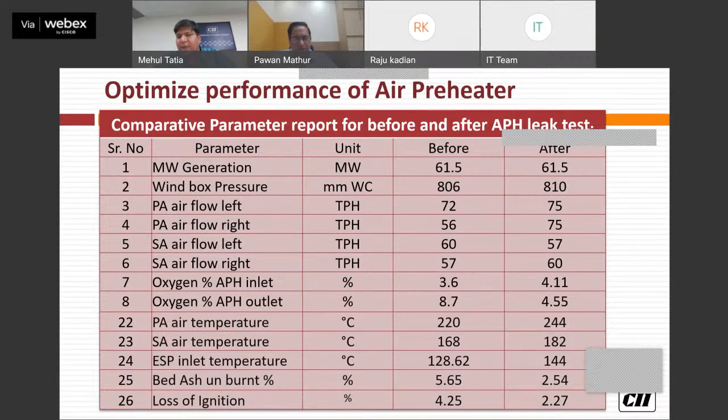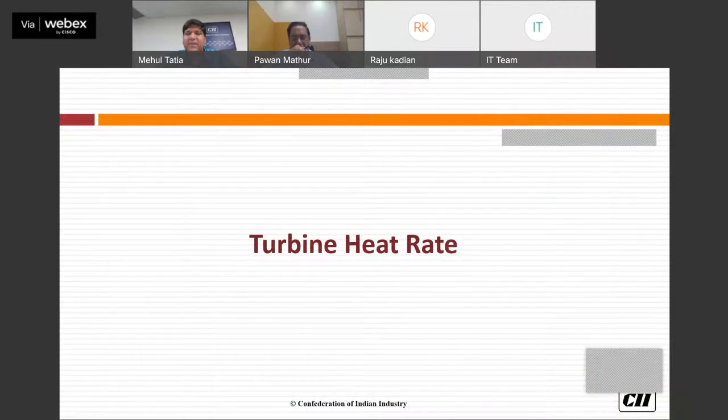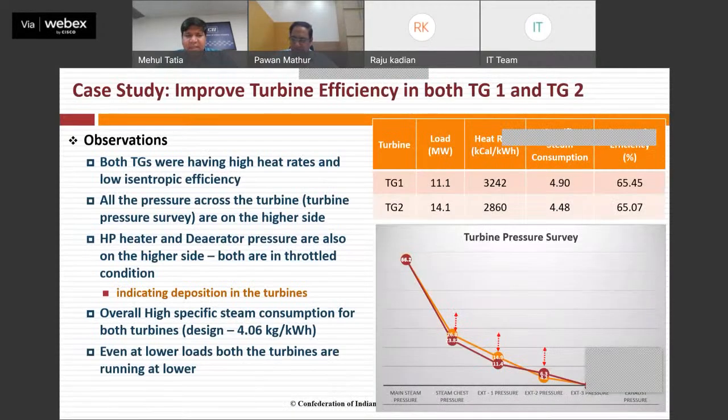Also, if you see the primary air temperature and the secondary air temperature, both the temperatures increased by almost 20 degrees Celsius. And if you see the unburnt in bed ash as well as the fly ash, almost reduced to half the levels which were before. This shows the improvement in overall performance when your air preheater performance improves. Next, I'll move to turbine heat rate.